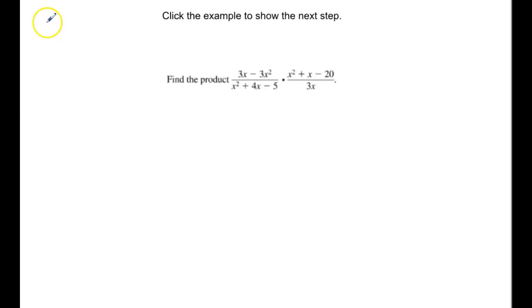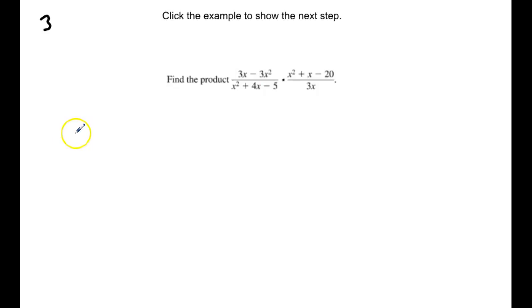So here's a little bit more complicated one. This is example number 3. There are several ways that you can do this, but the easiest one is to do our factoring first. So I first want to factor everything that I can. So let's look at the numerator of this first term.